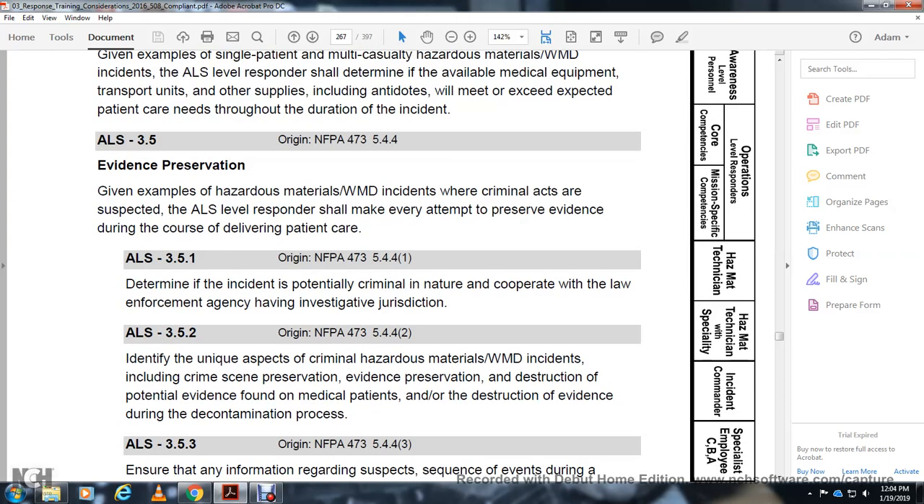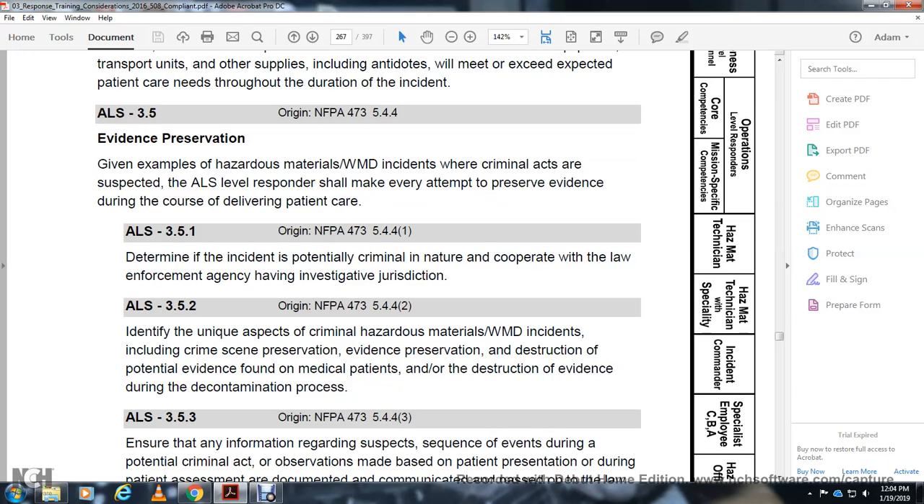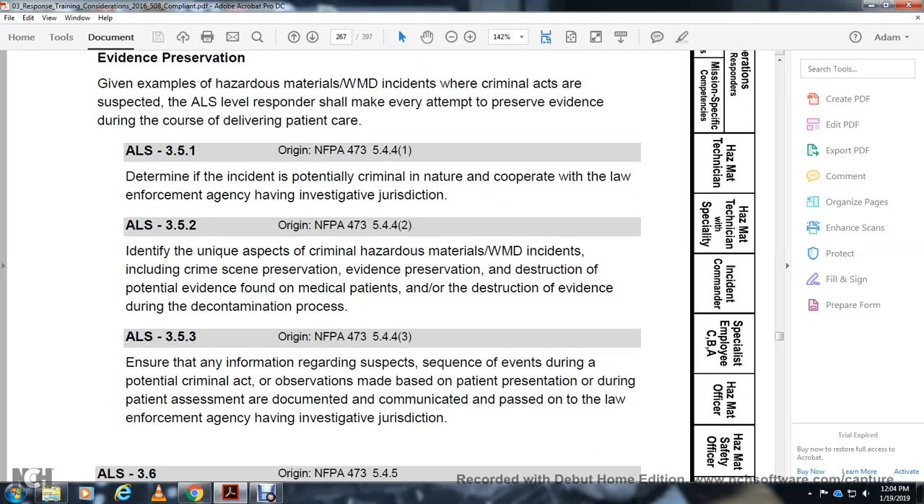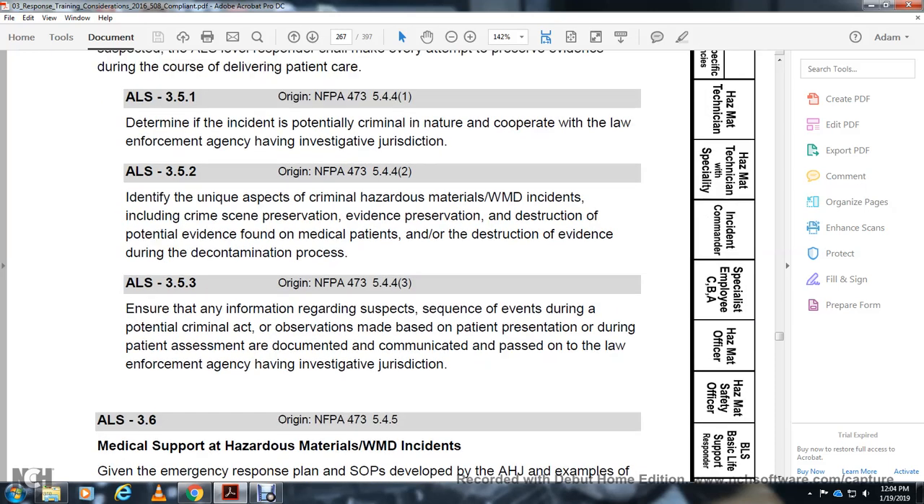Recognize the unique aspects of the criminal hazardous materials weapon of mass destruction clues, the crime scene, and preservation of evidence, including the potential destruction of evidence of medical patients during the decontamination process. Ensure the information regarding the suspect, with the sequence of events during the potential criminal act and the observations made with the patient presentation, is documented and communicated to the law enforcement agency having investigative jurisdiction.